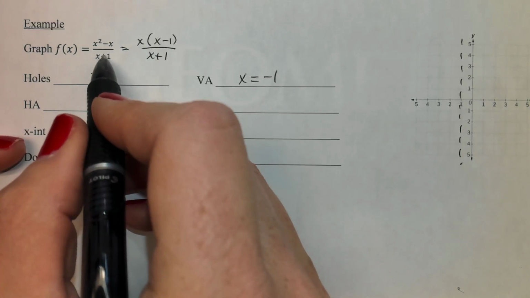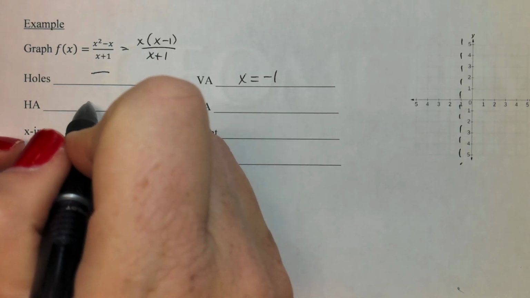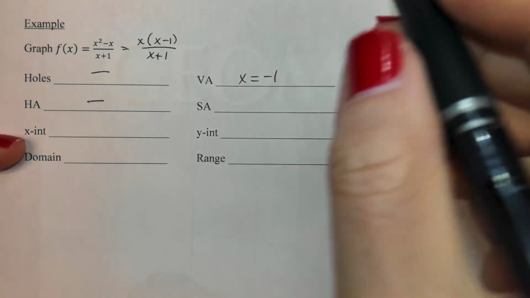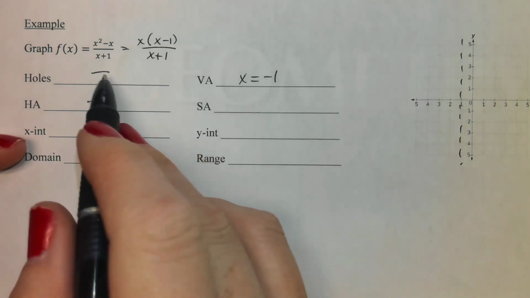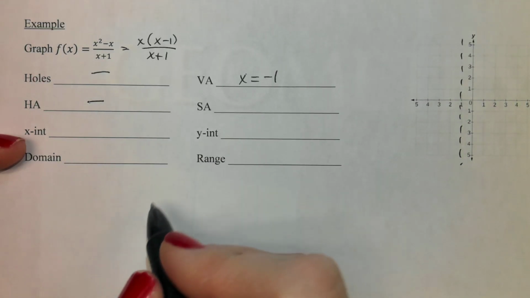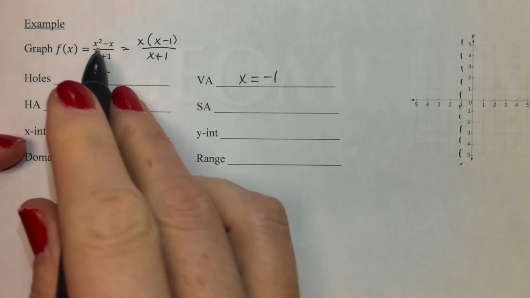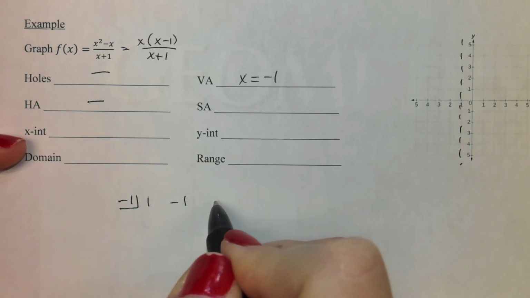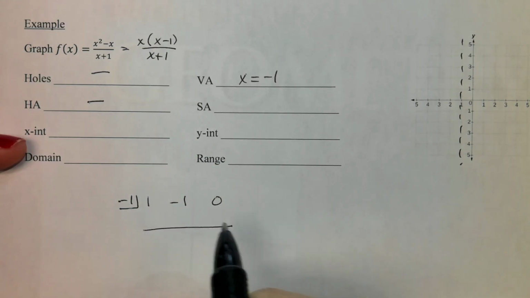Since I didn't cancel, I could just look at this. Highest power is in the top, so no HA, that means I have an SA. So we're just going to divide it. I can do synthetic again since I'm dividing by a simple divisor, so -1, and then I've got a 1 and a -1 and technically a 0 for that last term.